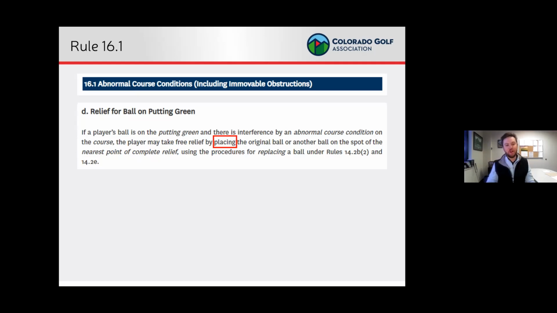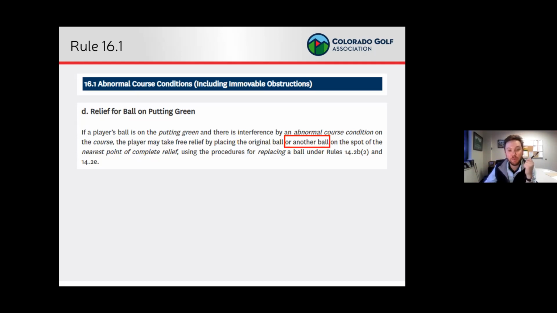So when your ball's on the putting green, you're taking relief. And we've seen earlier where your nearest point of complete relief when it comes to a ball on the putting green could be on the putting green or in the general area. In any case, even if you're moving into the general area, whenever you pick the ball up from the putting green, you're always going to be placing it back no matter what area of the course it's going to be in. That rarely happens, but it does happen when you take your nearest point of complete relief and it swings off the putting green. We'll see a good picture of that in a second.